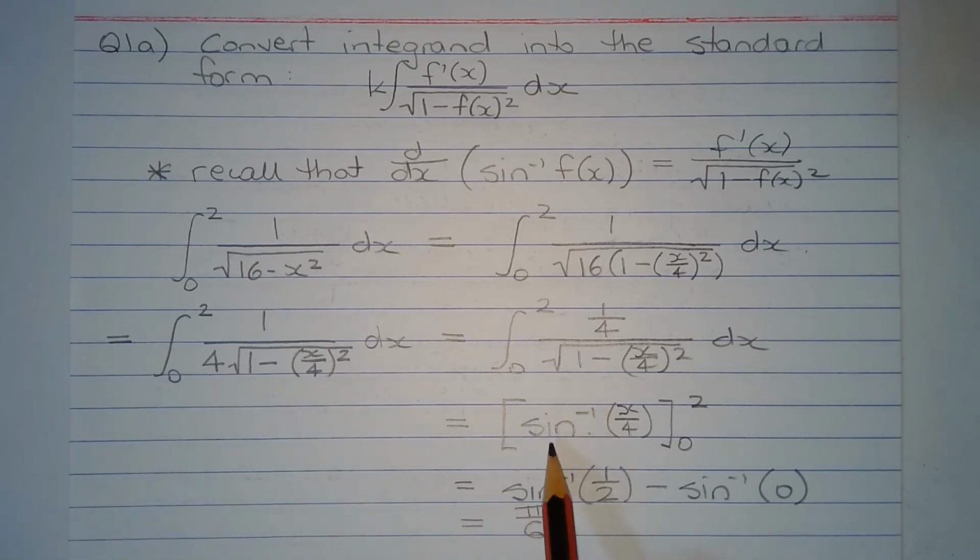So we have inverse sine of x over 4 from x equals 0 to x equals 2. And applying the limits of integration, that equals the inverse sine of 1 over 2, which is a simplification of 2 over 4, minus the inverse sine of 0, and that equals pi over 6.